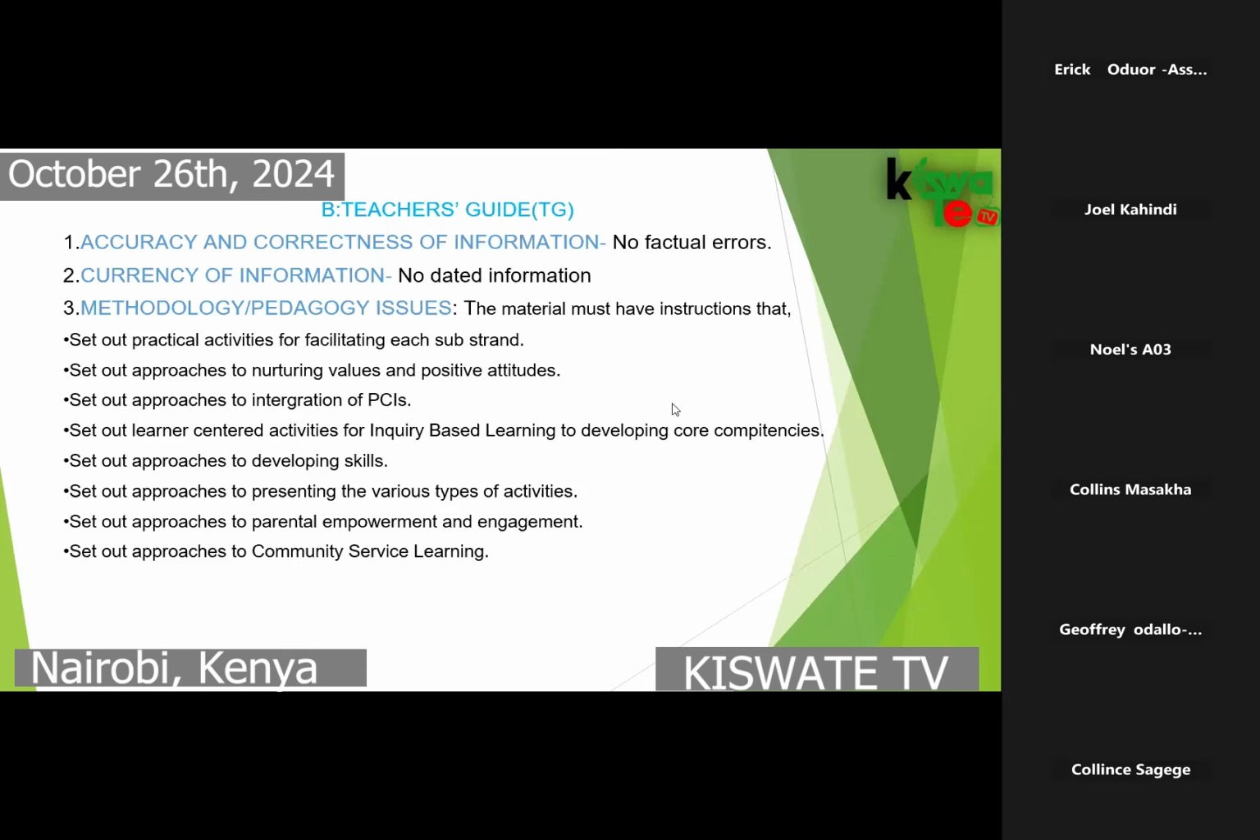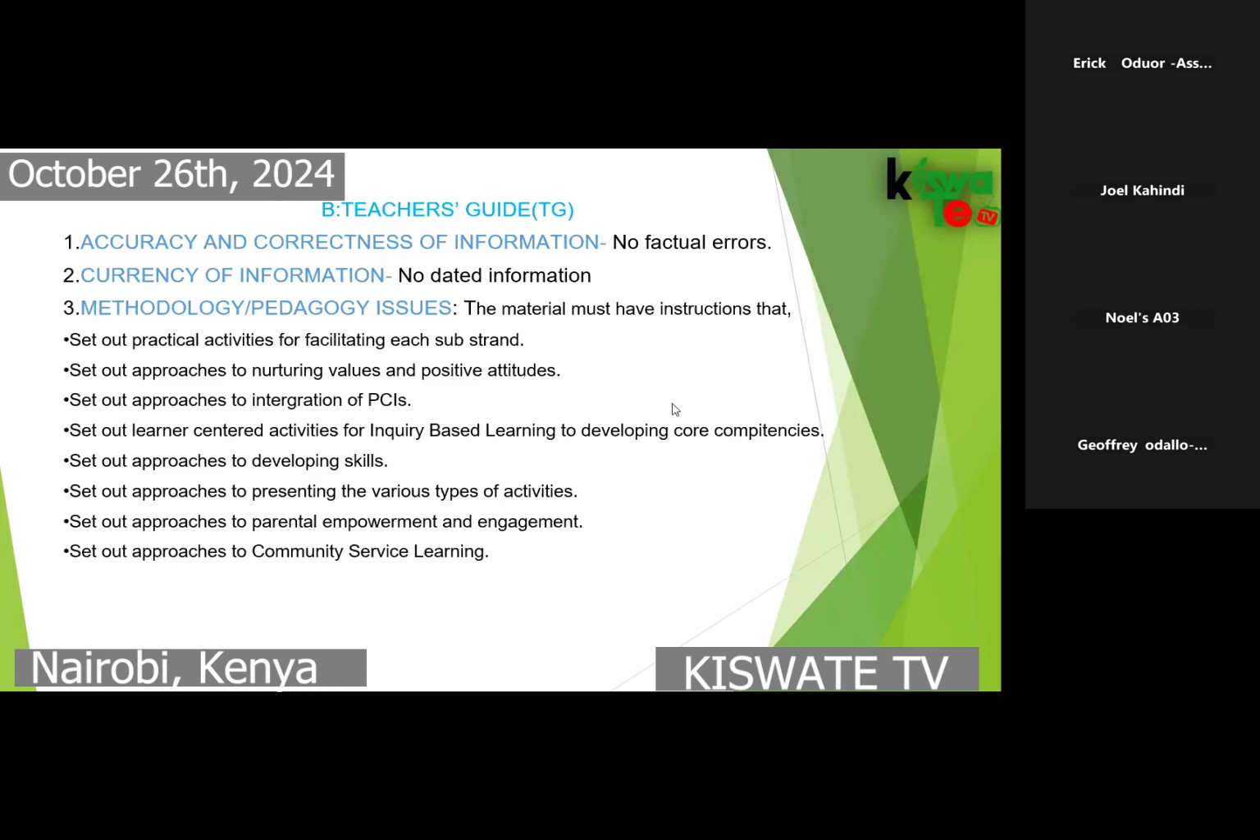So the material developed for the teacher's guide should also set out approaches to community service learning. There should be clear instructions. What are the learners expected to be doing through the guidance of the teacher? The instruction in the TG should be clear that when I read this instruction, I'm able to figure out that I need to do 1, 2, 3 to help my students do what we call community service learning.